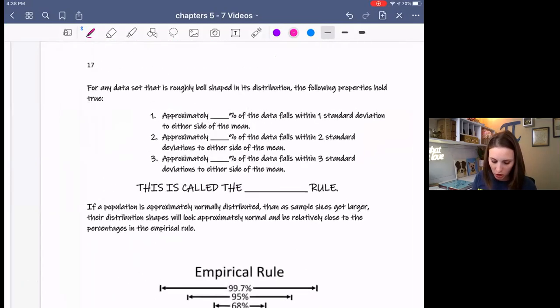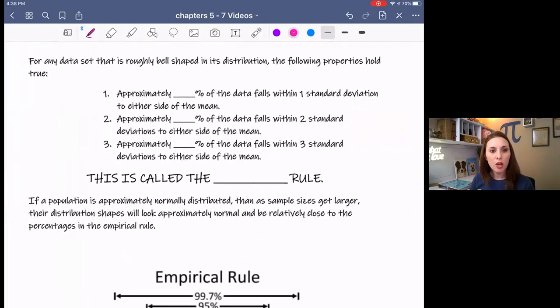So I've already kind of mentioned a little bit the empirical rule. If you'll recall, the empirical rule states that approximately 68% of the data falls within 1 standard deviation of the mean. Remember that this only applies to a normal distribution or an approximately normal distribution. So if it's not, then you can't use this, but if it is, you can. And then 95% fall within 2, and then 99.7% falls within 3 standard deviations of the mean.